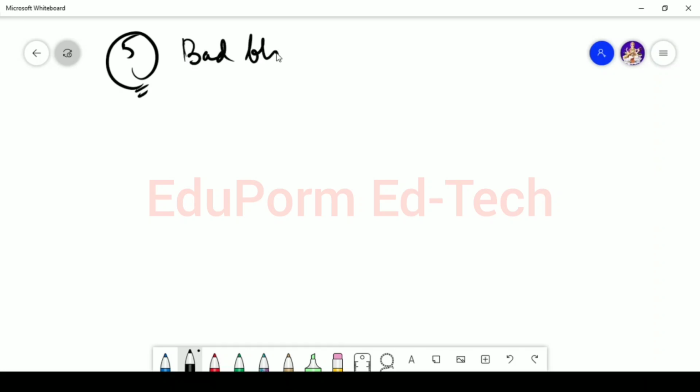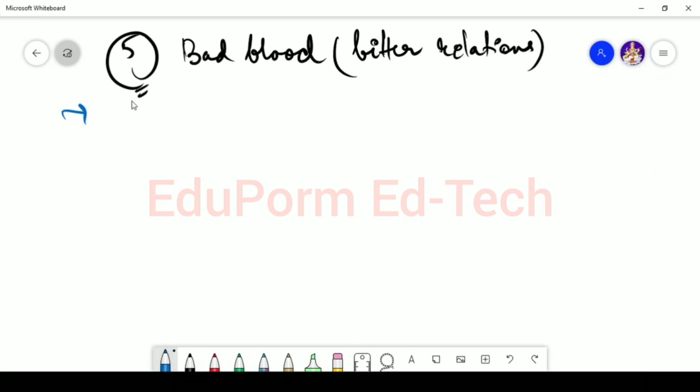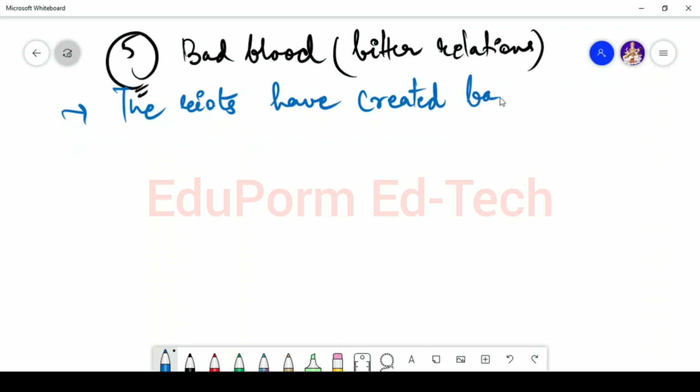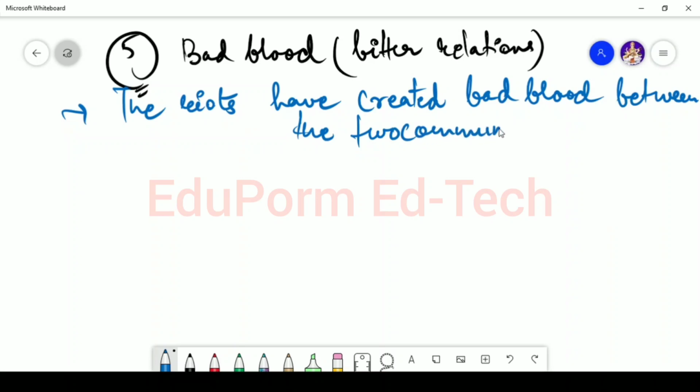Bad blood. Now what does it mean by bad blood? Bad blood means bitter relations. कहते हैं ना, रिश्तों में कड़वाहट आ गई, ग्लिच आ गई. ठीक है. So the riots have created bad blood between the two communities in India. Okay.